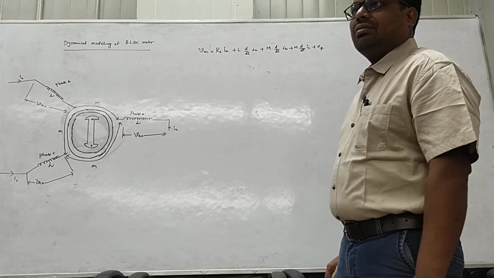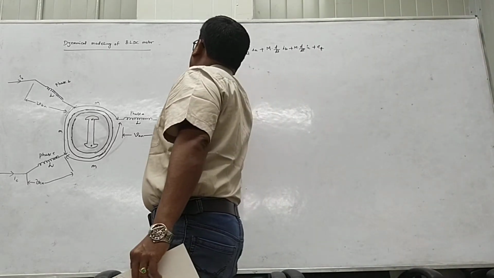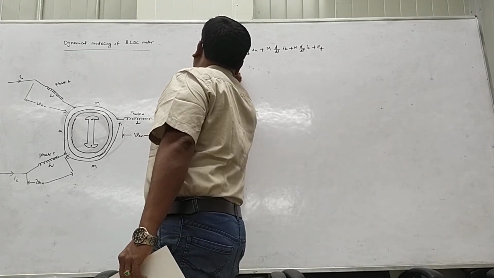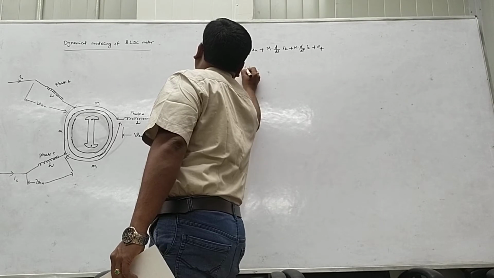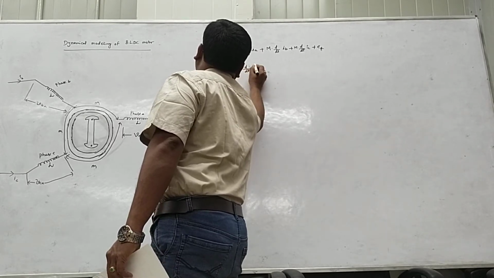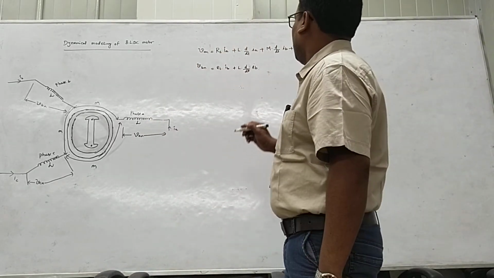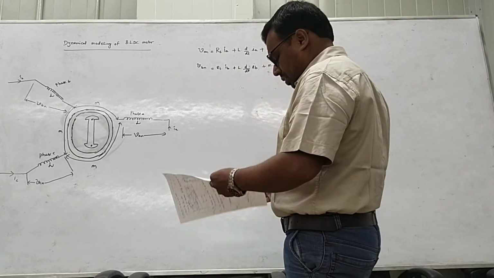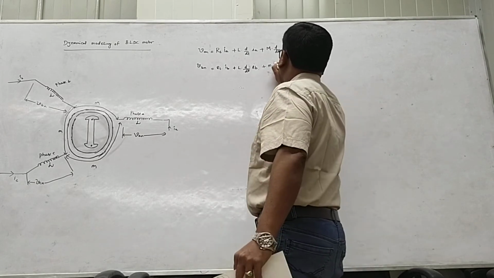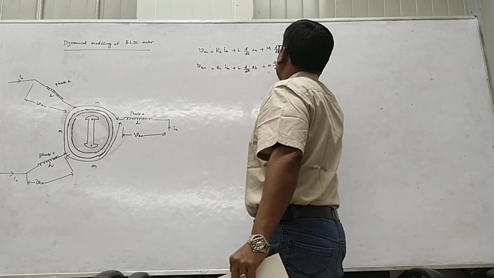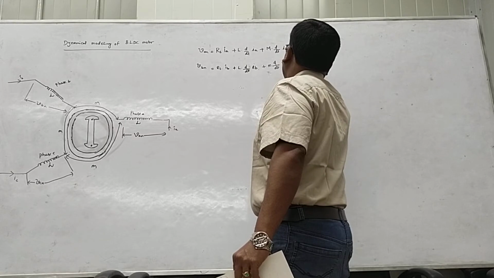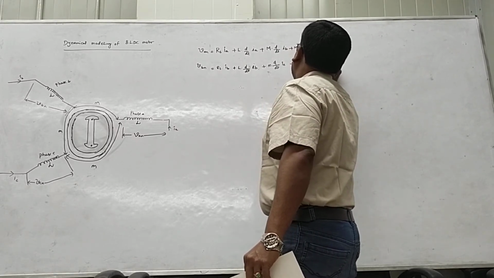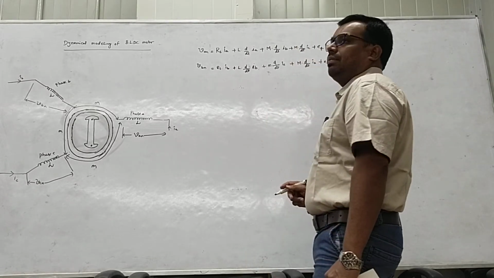In similar fashion, the applied voltage in phase B is equal to RS into IB plus L into d by dt of IB plus the mutual inductance M into d by dt of IC plus M into d by dt of IA plus the induced EMF in coil B.